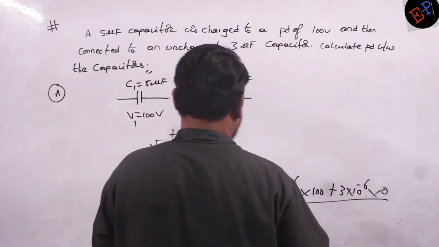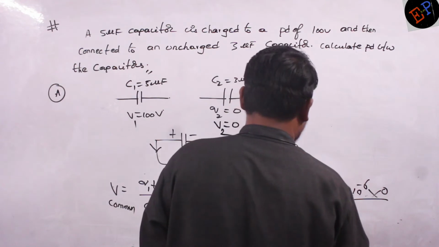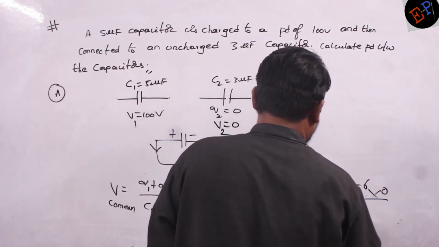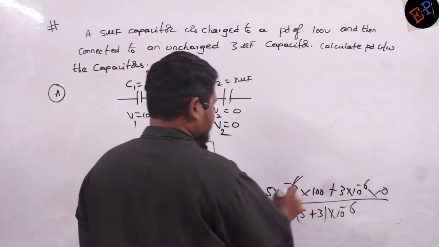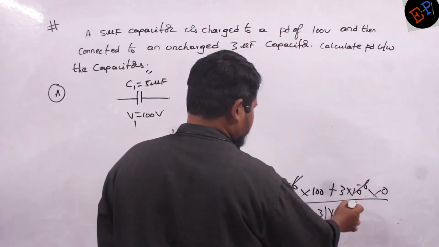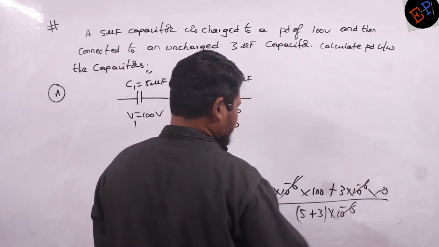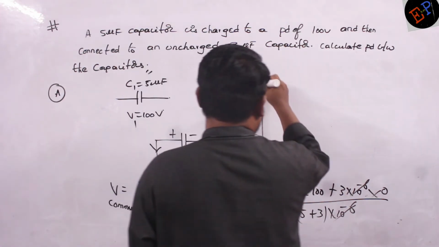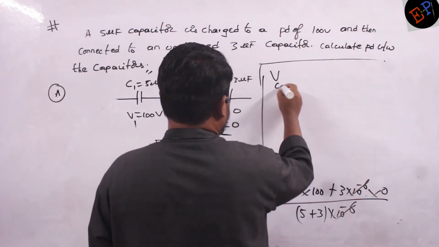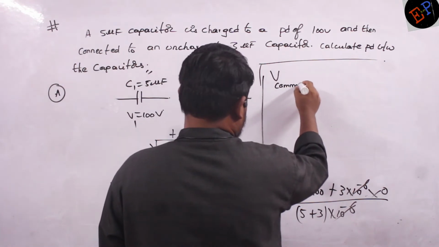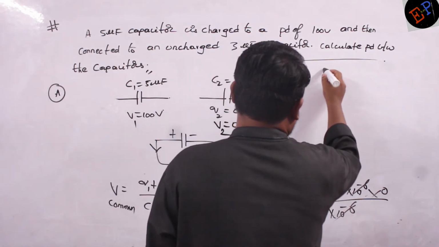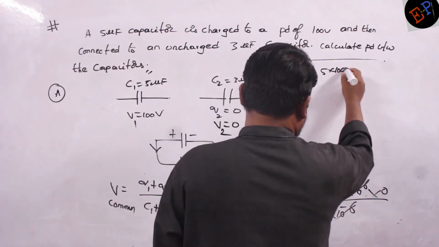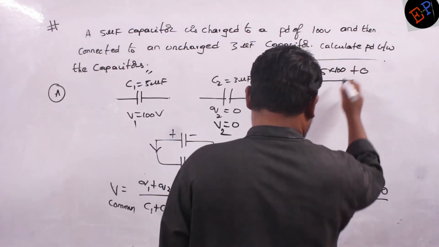What are the values? So (5 plus 3) into 10 power minus 6. Okay? So 10 power minus 6 cancels. This term is already 0, no problem. So if I do this total calculation, common potential will be how much? V common is equal to 5 into 100 divided by 8.